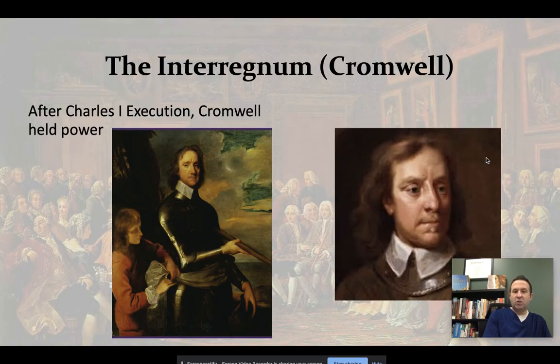divides England into 12 districts, each under the control of a military general. Okay? So 12 districts, each under a military general. Denies religious freedom to both Catholics and Anglicans, so Puritan only. He does allow Jews to return to England. In 1655, he actually allows Jews to return to England for the first time since the year 1290. It's been almost 400 years, but Jews are allowed to return to England.